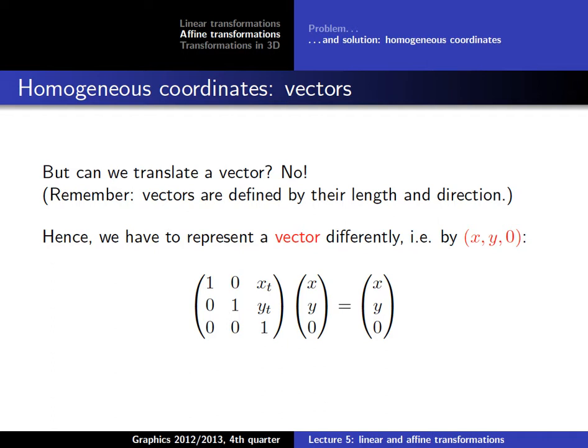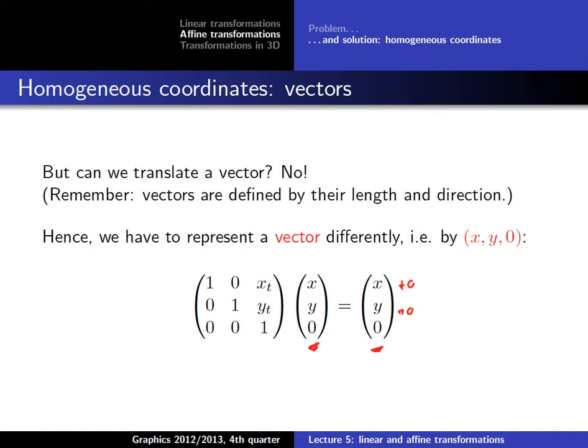So to deal with that, if we also want to manipulate vectors with affine transformations, we just have to represent them in a different way, and we do this just by having a 0 here. And then you see, because we have here plus 0, we will always end up with a vector that we can apply the linear transformation to, but not the translation, which doesn't make sense for vectors.